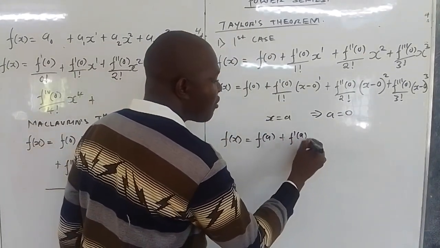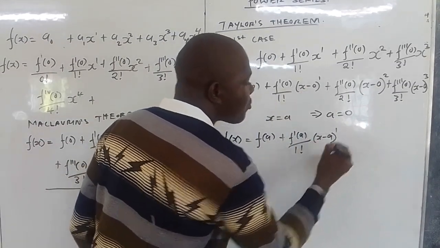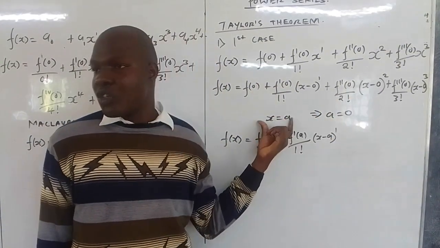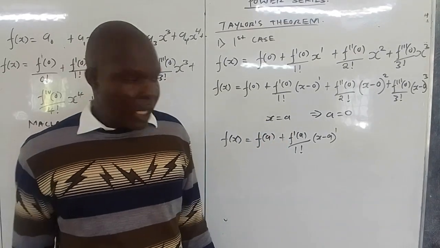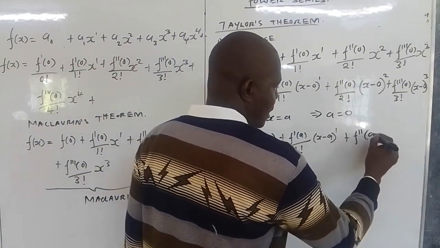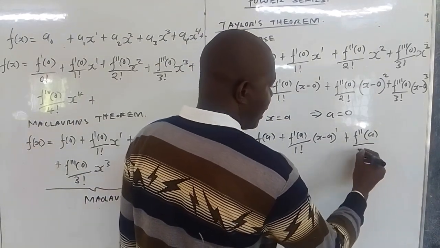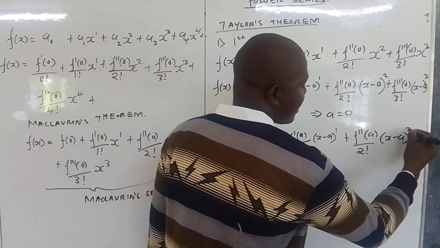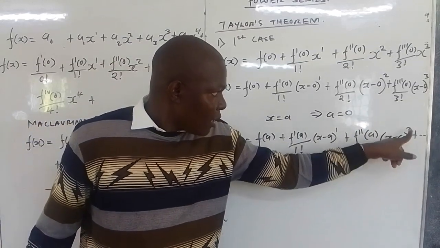Plus f prime of a over 1 factorial, then x minus a raised to power 1. Meaning anywhere you see 0, you now put a, because now x is equal to a, isn't it? Anywhere you see 0, you put a. You move to the next one. If you have f double prime of a, then it is now over 2 factorial, then x minus a squared. Where there is that, you put a.